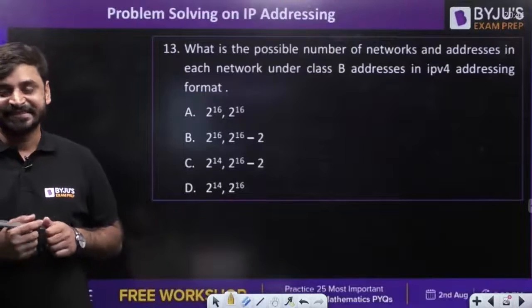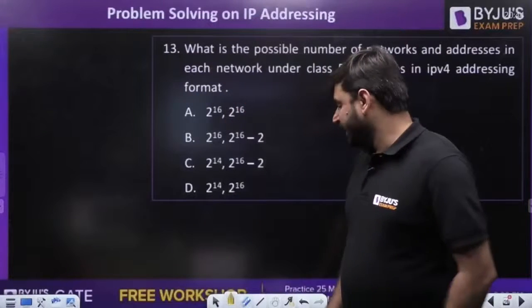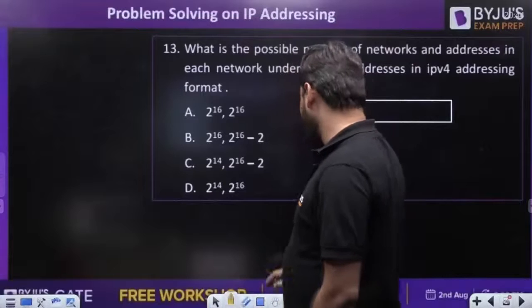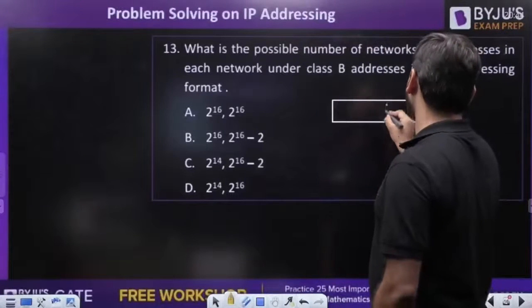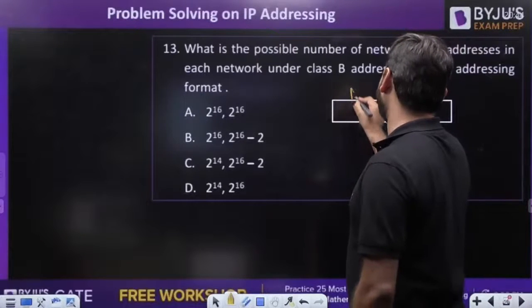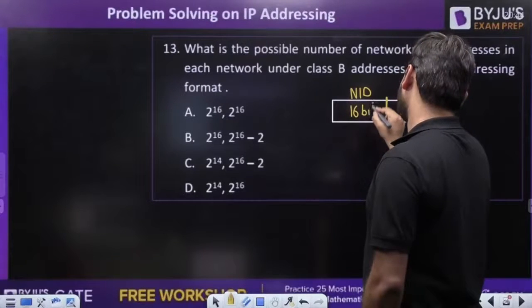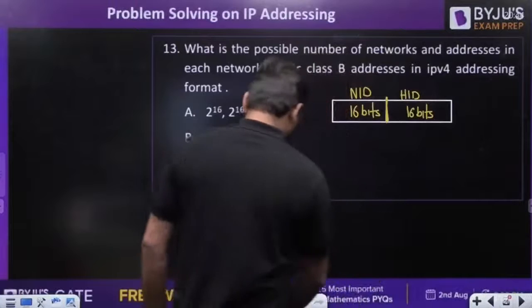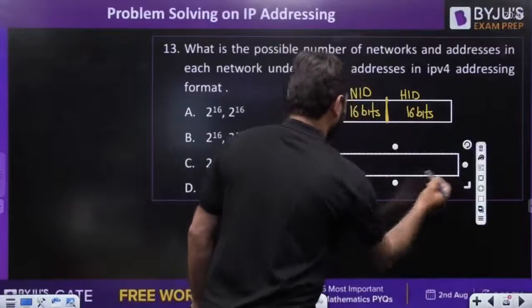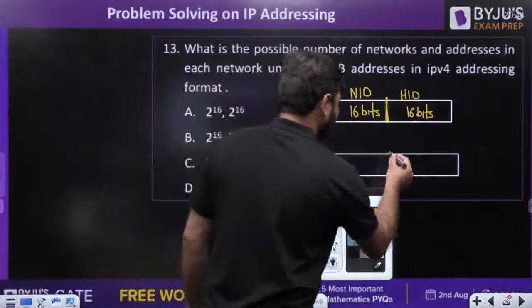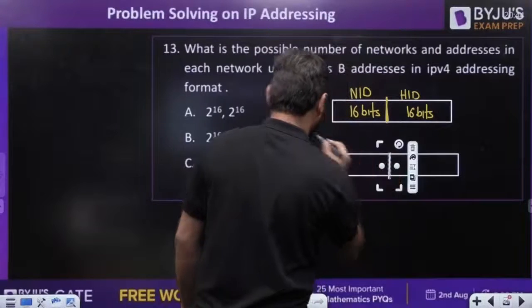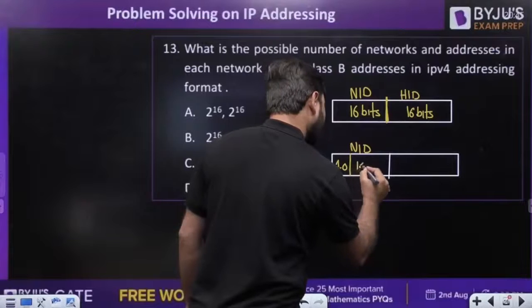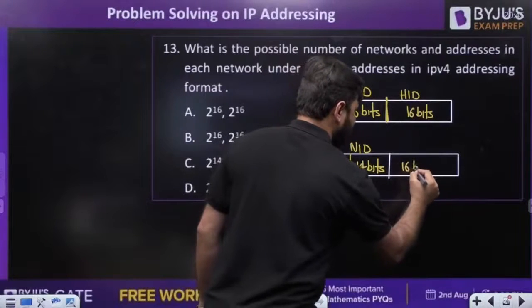Let's think. Read the question carefully, my dear friends. Reading the question carefully is really very, very important. Don't forget to read the question properly, because what they are saying is class B. Network ID, how many bits? 16 bits. Host ID, how many bits? 16 bits. But actually 2 bits are already reserved in the network ID, the prefix 10. So how many remaining bits in the network ID? 14 bits. And the remaining 16 bits represent the host ID part.